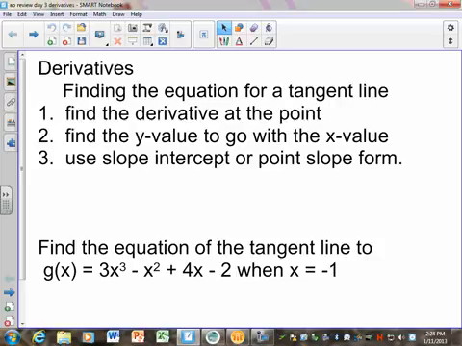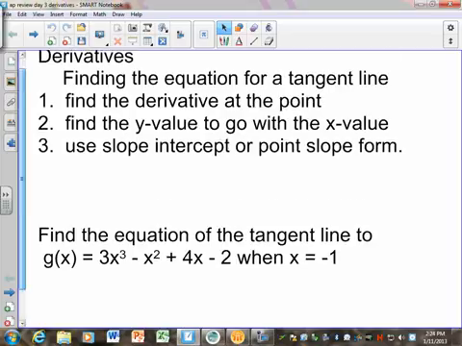So remember tangent lines. The definition of a derivative is the slope of a tangent line, so there's lots of times that they want you to find the equation of a tangent line. Remember that you need to find the derivative of that function at the point that they give you. You need a point, so you need the y value to go with the x value, and then you just write the equation and you can use slope-intercept form or point-slope form. So I just have an example here.